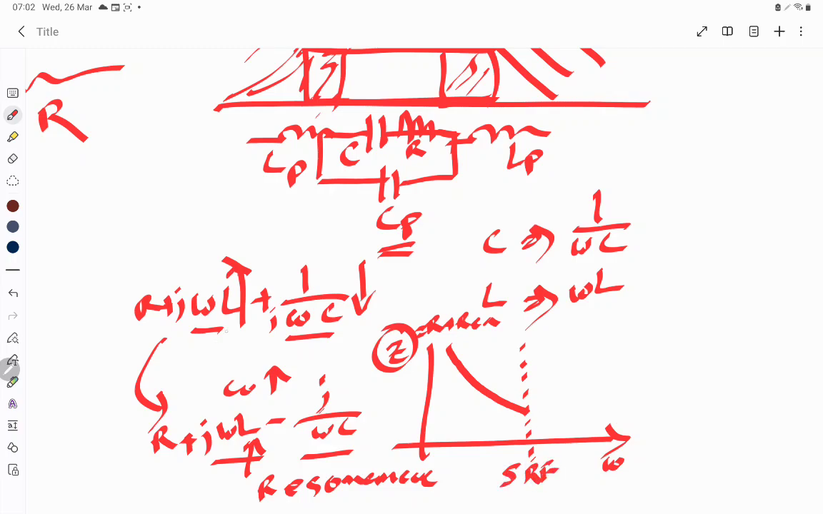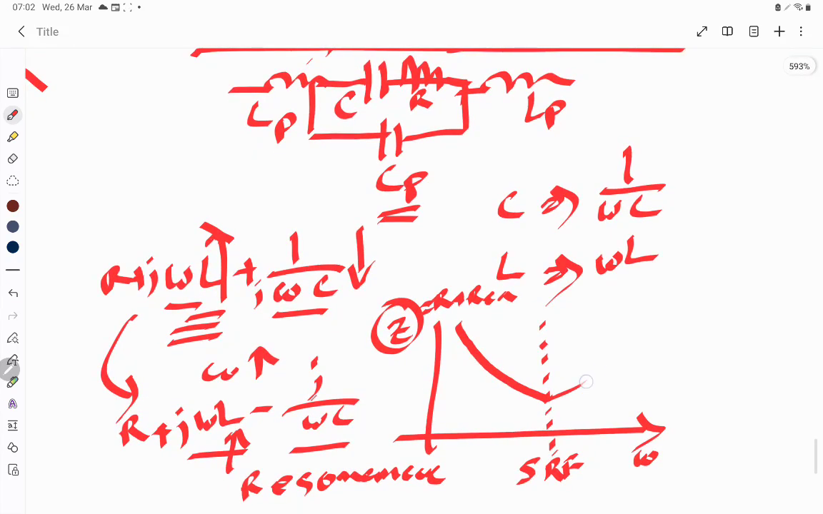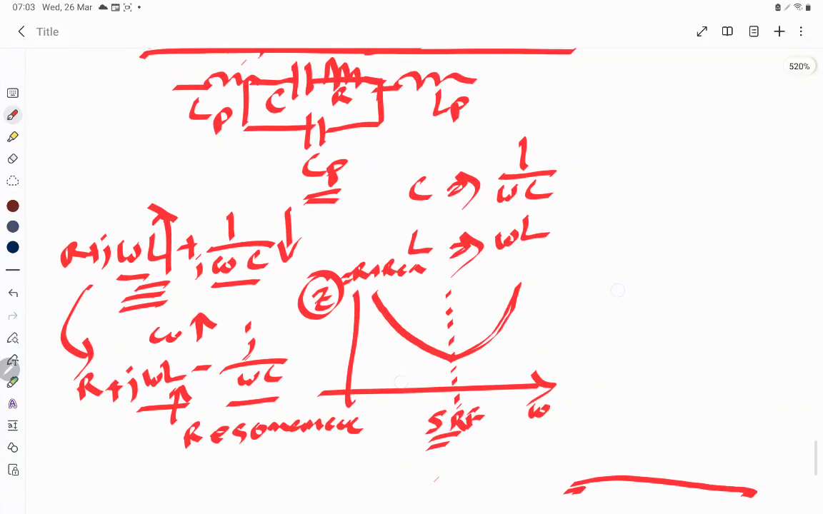After that your inductive reactance will go up, and then you have this kind of nature. So you can only use that lumped component up to a certain SRF value that is defined by its physical structure, and above that it will start behaving like an inductor.